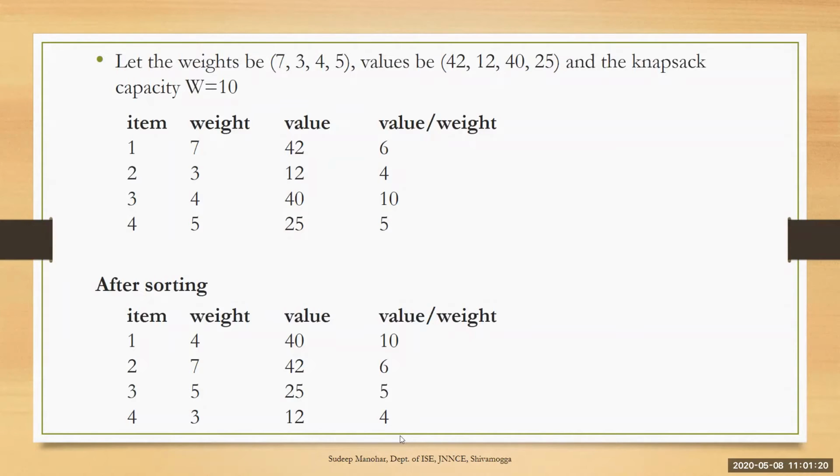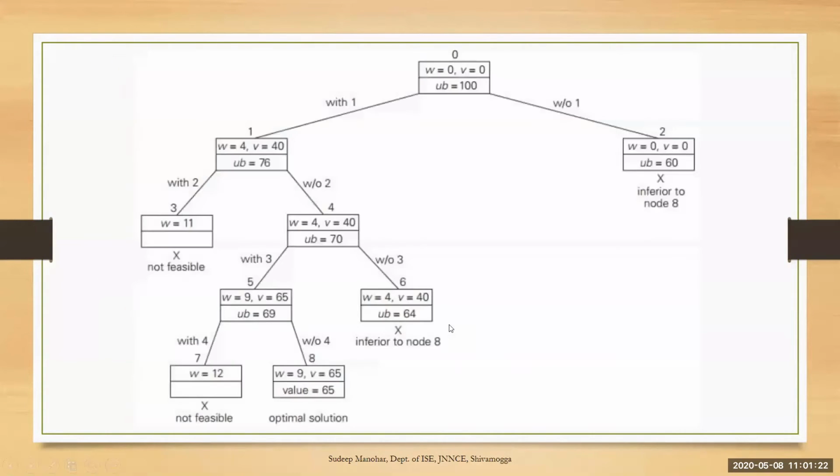Next, you are supposed to draw the state space tree. This is how we are supposed to draw the state space tree. I'll show you how to solve this using the worksheet. So just have a look at this. It's a binary tree. Every branch has 2, and the left one is with and the right one is without. With 1, without 1 means with item 1, without item 1. With 2 means with item 2. This is without item 2. So likewise it goes on.